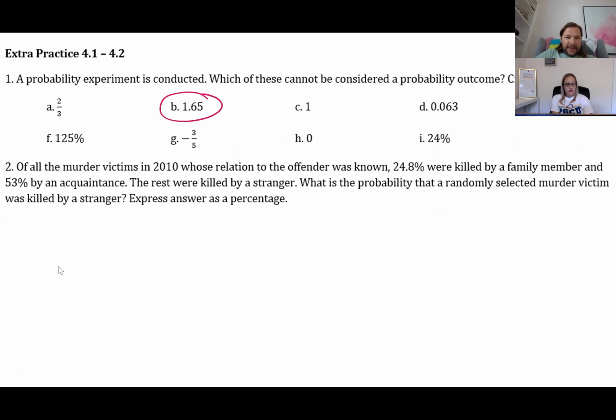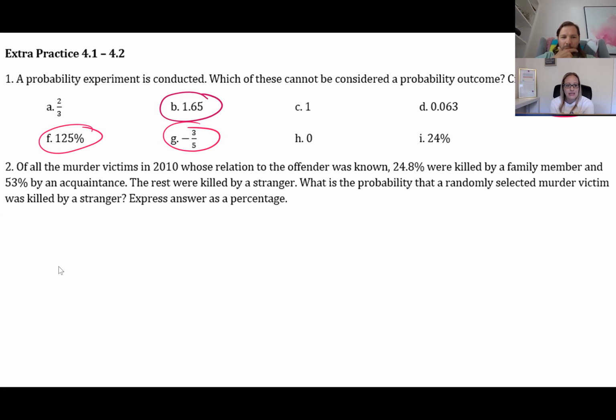Okay, so the first one: which of these cannot be considered a probability outcome? Again, you don't want numbers that are negative or larger than 1, or if it's a percent, it shouldn't be larger than 100. So B is definitely out because that number is larger than 1. E is negative, so that's not good. F, 125%, doesn't make sense when you're talking about probability, so that's out. And G is negative, so that's out. The others all look good to me, so the others would be acceptable probability answers.